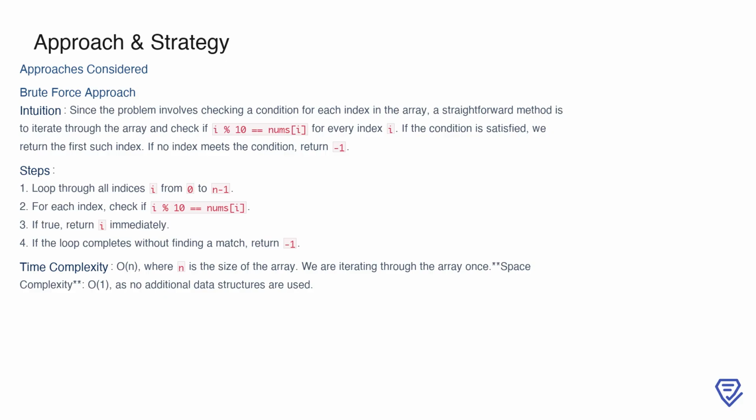The steps are straightforward. First, loop through all indices from 0 to n-1. For each index, check if the condition holds. If it does, return that index right away. Otherwise, complete the loop and return -1. The time complexity of this approach is O(n), as we only make a single pass through the array, and its space complexity is O(1), since we are not using any additional data structures. This makes the brute force method both simple and efficient for this problem.